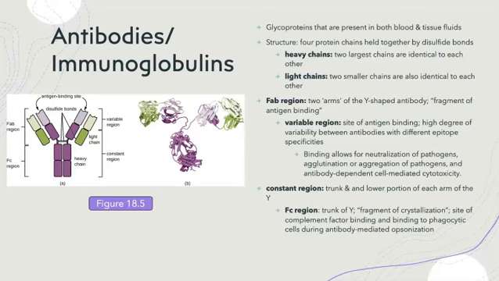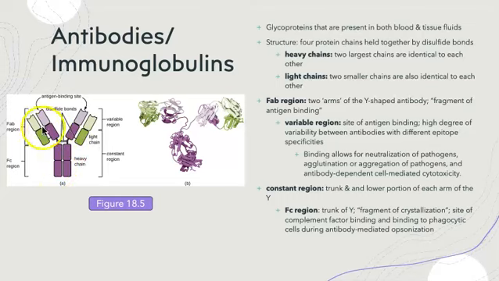In the previous slide, we talked a little bit about antibodies and an antigen binding site. So let's take a look at the structure of an antibody or immunoglobulin and what it really is. These are glycoproteins that we're going to find both in our blood and our tissue fluids. So the way that they're made up is that we have a heavy chain, which you could see in the purple over here. And these are our two largest chains, and they're going to be identical to one another.